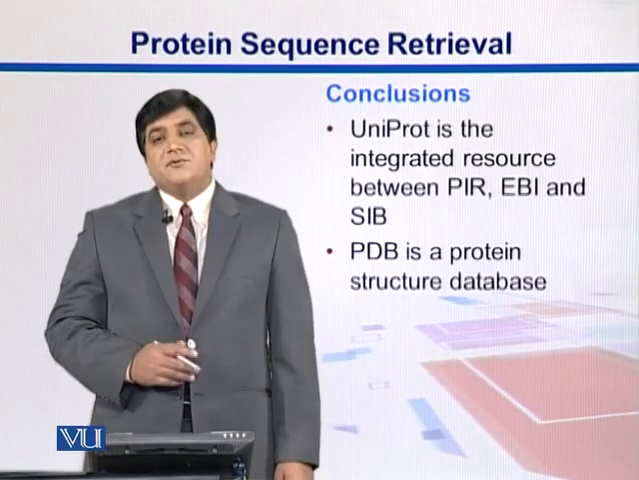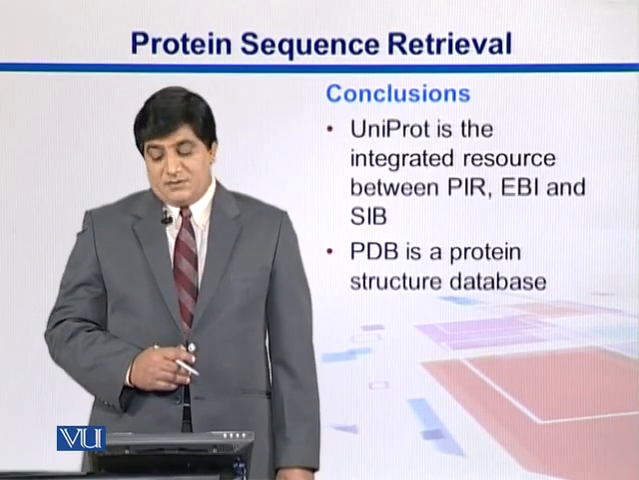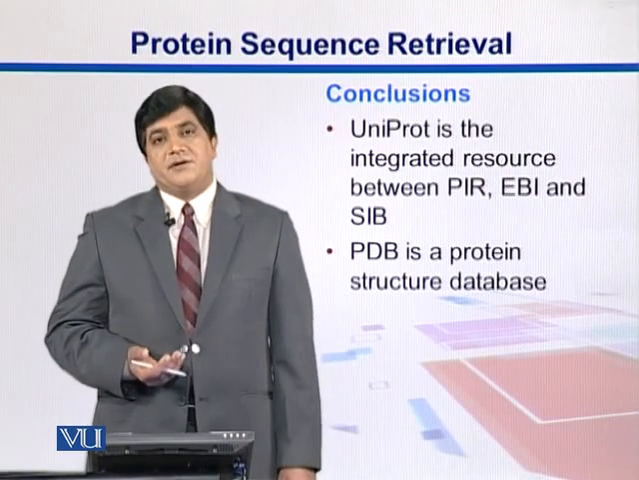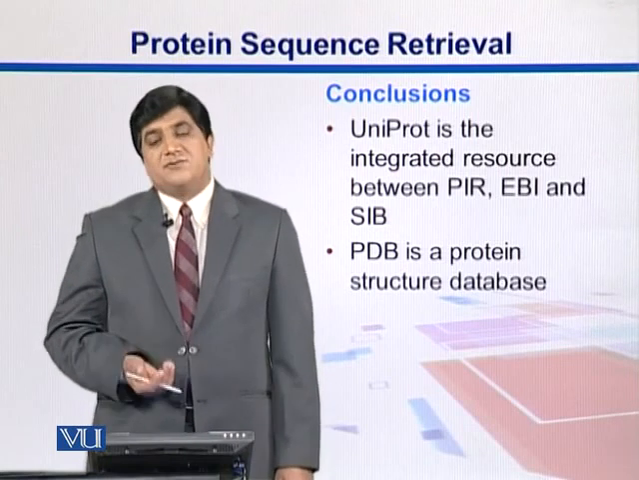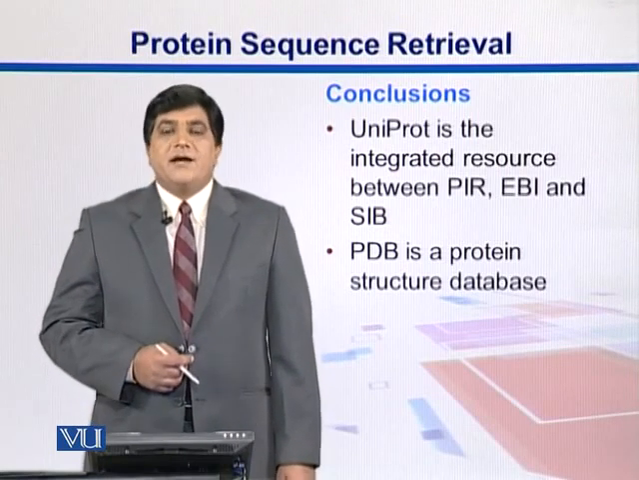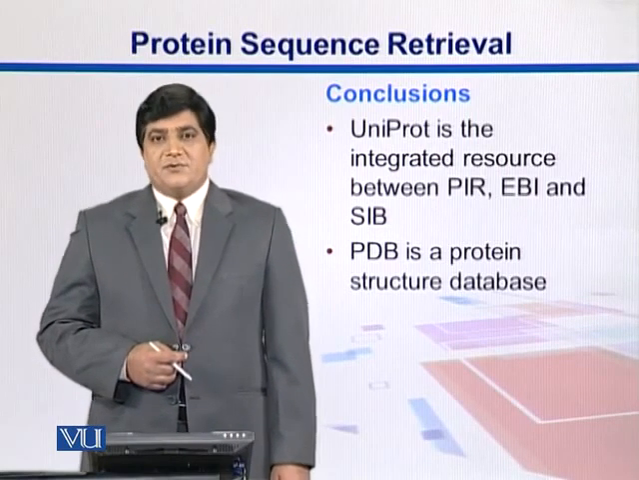So we conclude that UniProt is the biggest resource, which is actually an integrated resource between PIR, EBI, and the Swiss Institute of Bioinformatics, and PDB is a good resource to get protein structures.